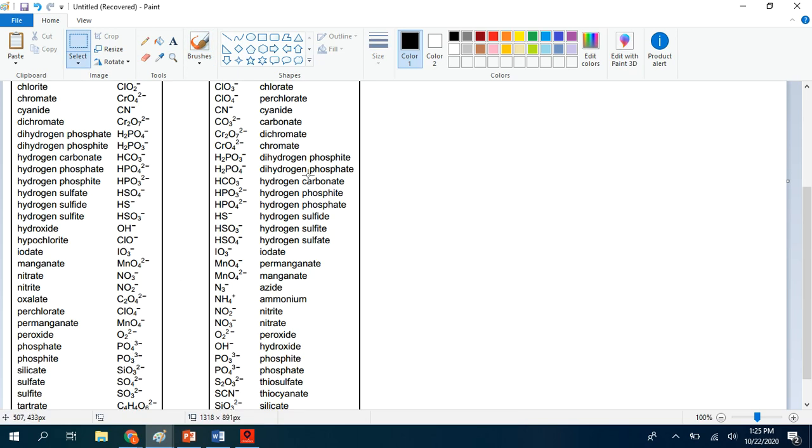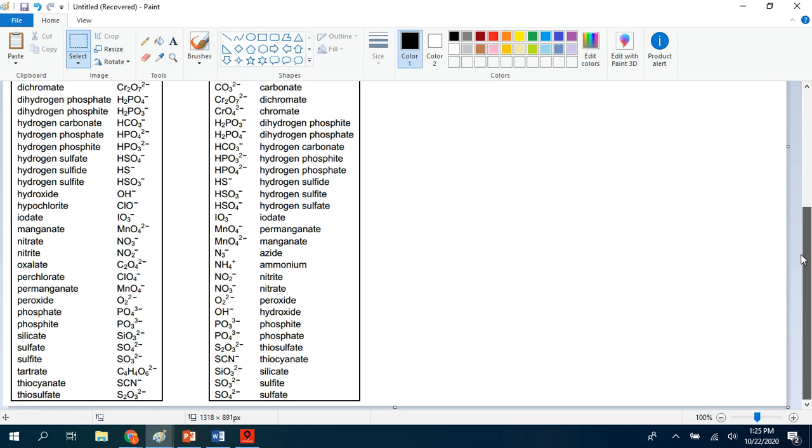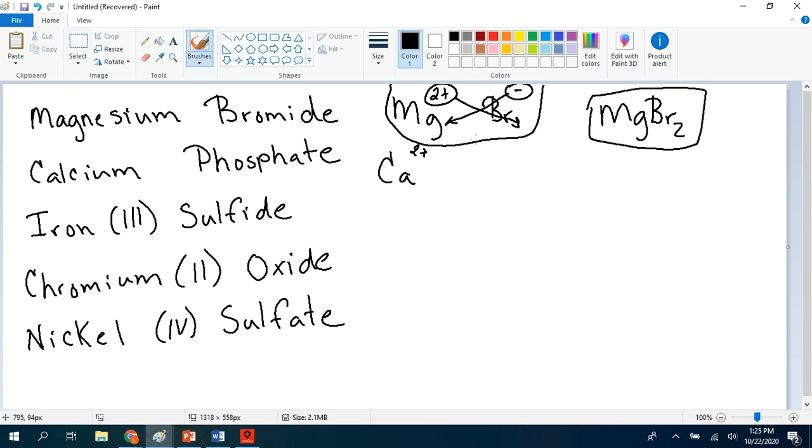It's our first time to use this sheet. Okay. So we're going to go find phosphate. Okay, look. There's my word right there. Phosphate that I was looking for. Okay. Here is the formula for it here. Okay. PO4 with a -3. So I'm going to go write that over there. You'll always have access to that chart.